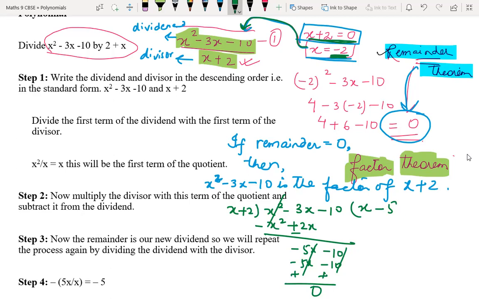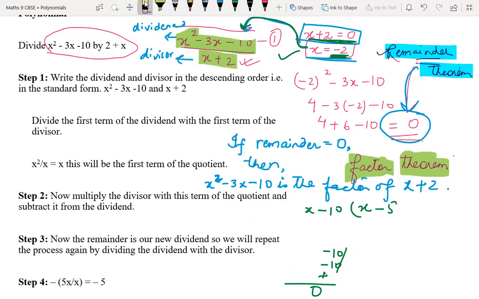Sir, the theorem is the answer, right? Yeah, theorem is nothing but, by the help of this method, you should get the remainder directly. Is it clear? Yes, sir. Now, if remainder is 0, then we can say that divisor is a factor of dividend. Is it clear or not? If remainder is 0, then we can say that divisor is a factor of dividend.